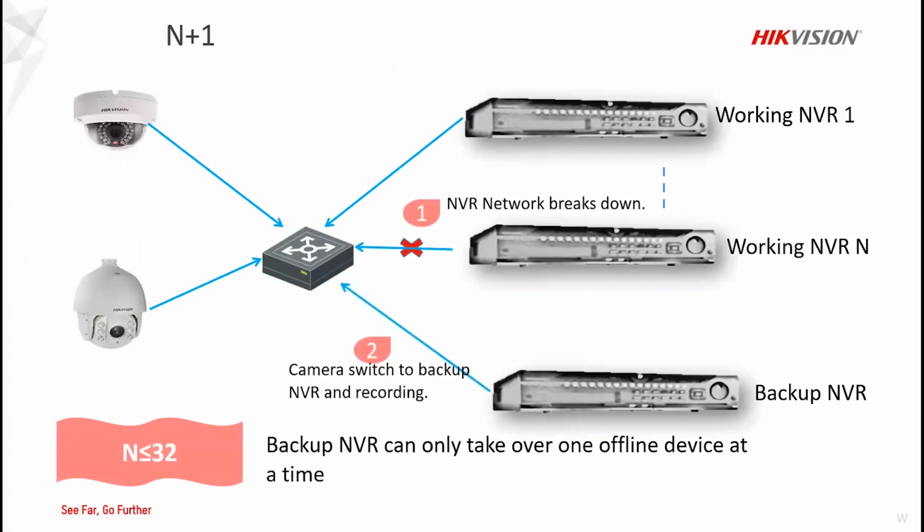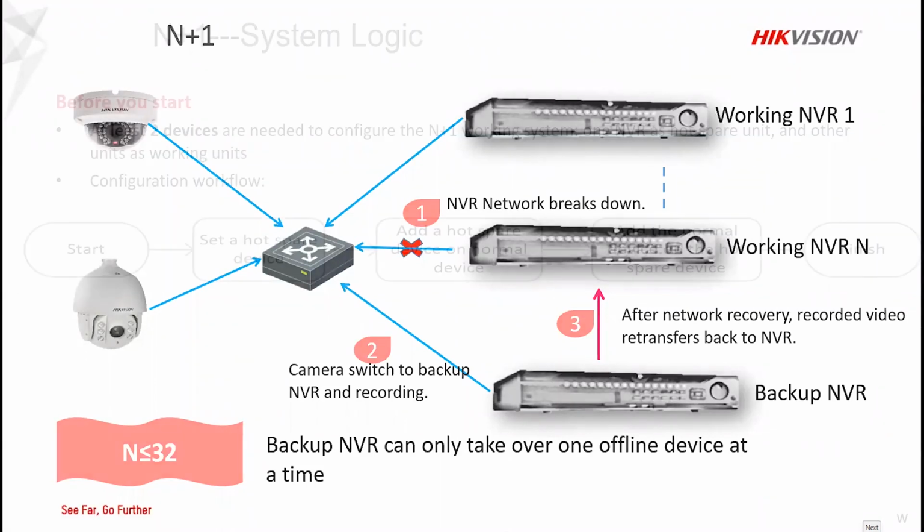So you can see the NVR is working now, and the network breaks down. It means there is a failure in the operation. With that failure, as I told you, a backup hardware device will be waiting. So all these cameras will be switched to the backup NVR for recording. And after the network gets restored and the hardware failure is resolved, these recordings will automatically be transferred to the operating NVR that was working in the initial condition.